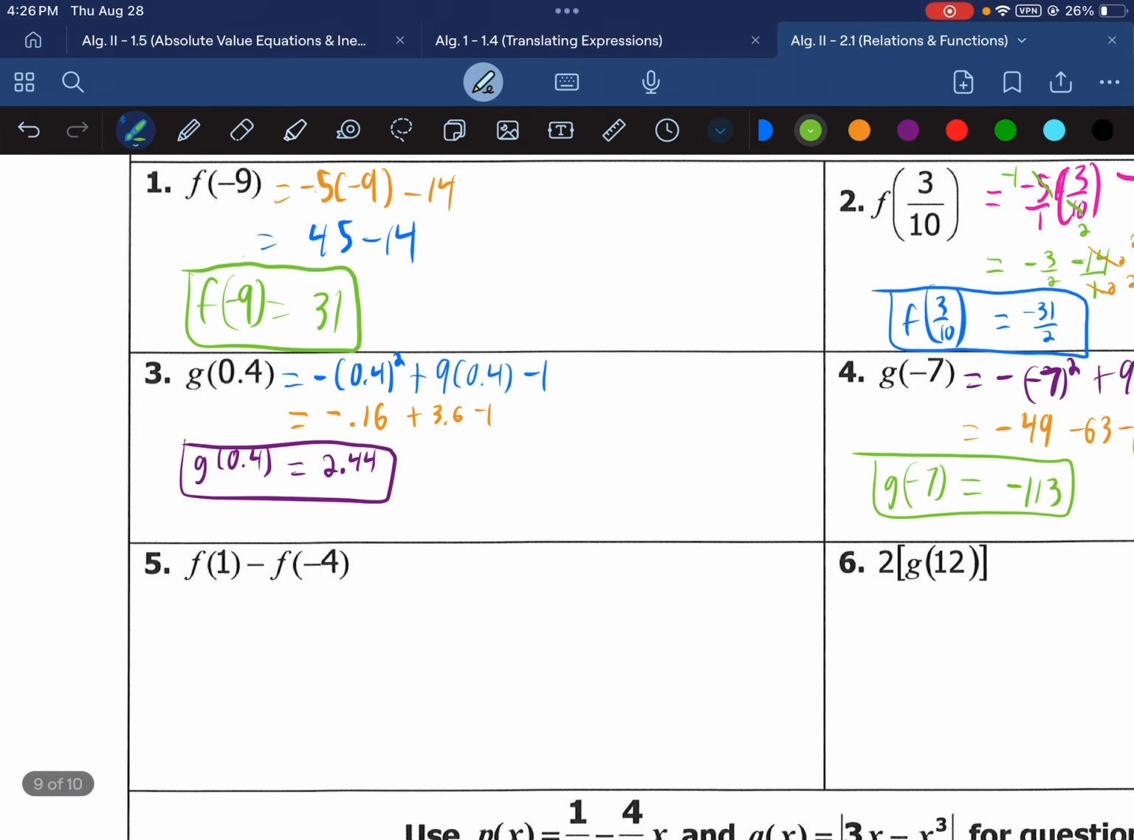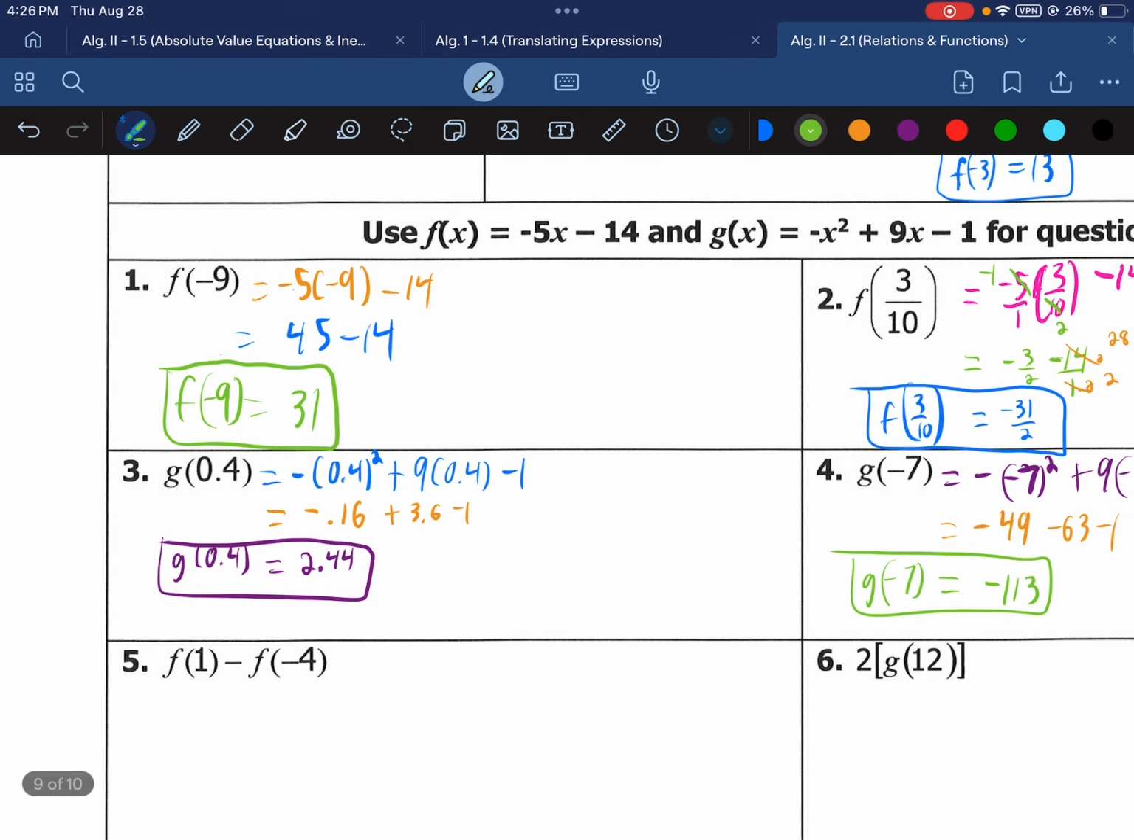On to number 5. This is odd. We have f of 1 minus f of negative 4. So essentially what we do is we figure out what f of 1 results in, we figure out what f of negative 4 results in, and we subtract the two results. So a good way to go about these problems is to do the work for each of these separately, off to the side somewhere. So I'm going to do f of 1 right here, for example.